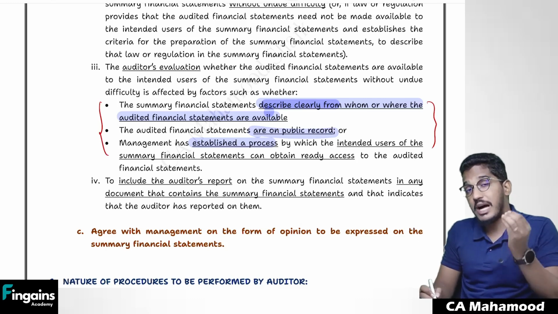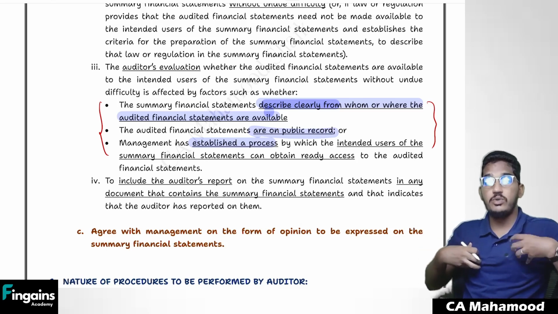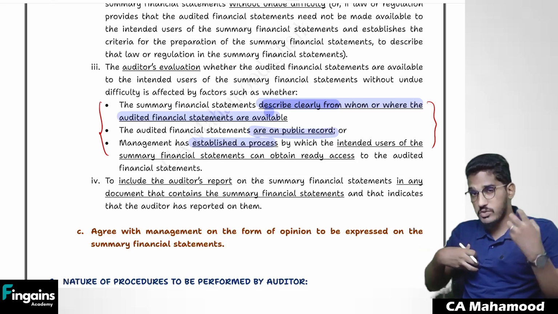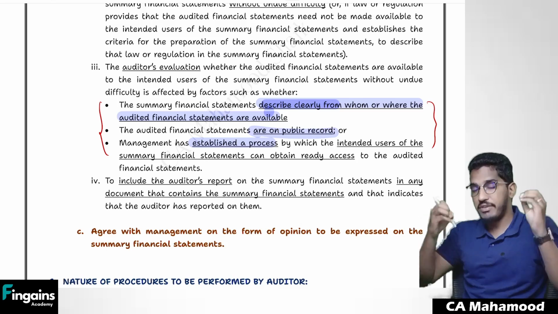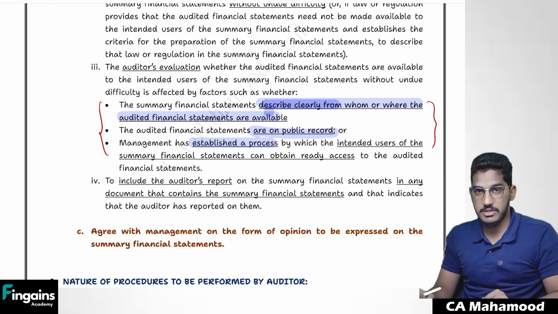And as an auditor, you should ask the management to give me written confirmation. Yes, sir, we accept our responsibility to give access to the intended user to the complete set of financial statements. We will not create any difficulty. Freely, without any difficulty, we will give access to the user if he wants the complete set of financial statements.